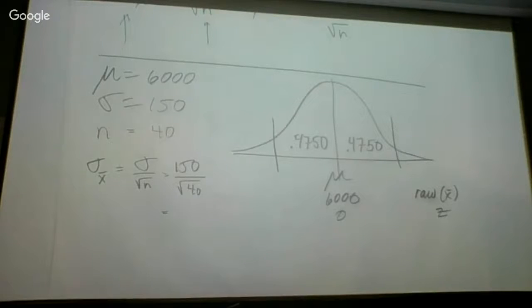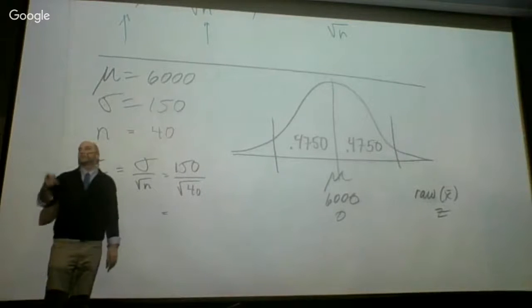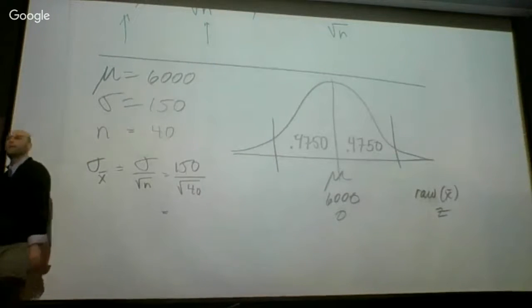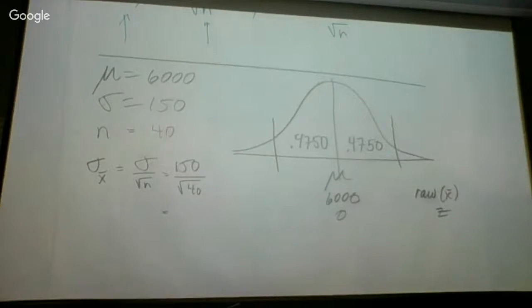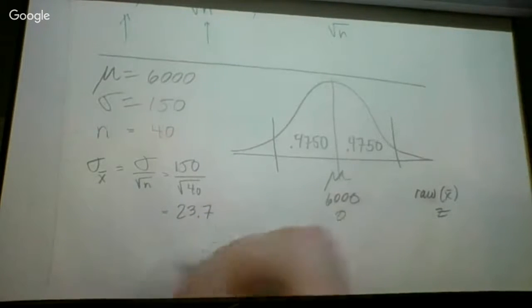Katie, what do you got? 6.32. Confirmation? 150 over square root of 40, 6.32? That was just the square root of 40. Oh, square root of 40 is 6 and change. All right. 150 divided by 6 should give me something around 20 and change. Chris, what do you got? 23.73. Confirmation there, 23.7. All right, I see thumbs. So now my standard error is something on the order of 23.7.